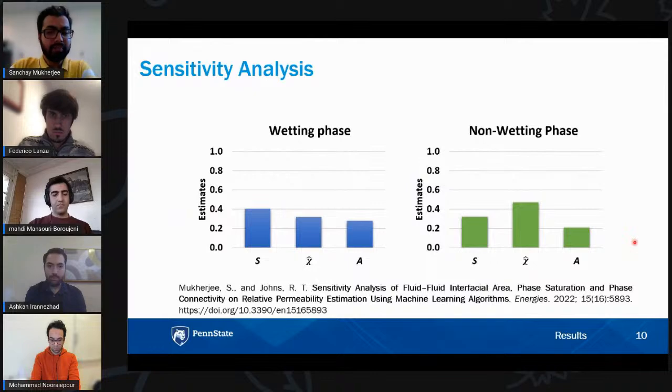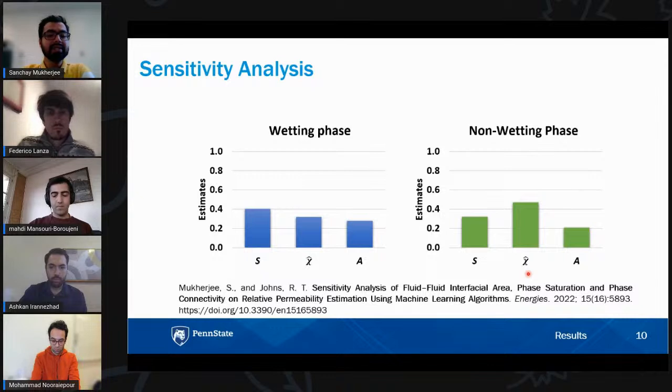The estimates for the predictor variables for saturation, connectivity, and area for the entire data set are presented here for the wetting phase and the non-wetting phase. We observe from the results that saturation is the most important parameter for the wetting phase, followed by connectivity and area. However, for the non-wetting phase, connectivity becomes the principal factor, followed by saturation and interfacial area.